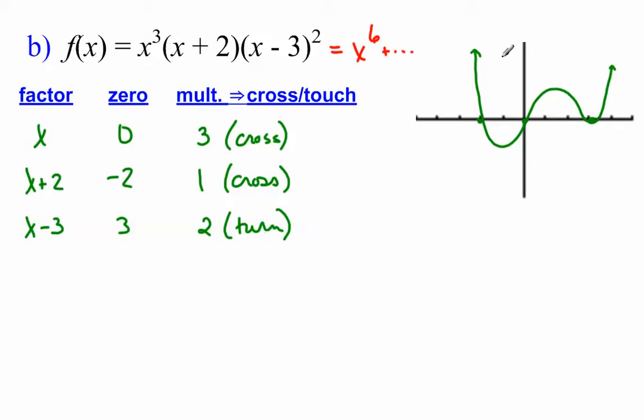So I know because of my leading term, I'm going to start from up here, and I'm going to have all my zeros labeled on there, the negative 2, the 0, and the 3. And I'm going to come through because I know I'm crossing at negative 2, and it says I'm going to cross at the 0, and then it says I'm going to come down, and I'm not going to cross at the 3. I'm going to touch and then turn around so that I end up going positive at the end.